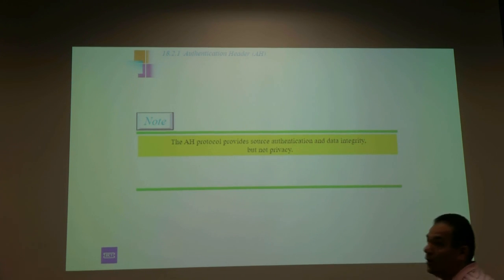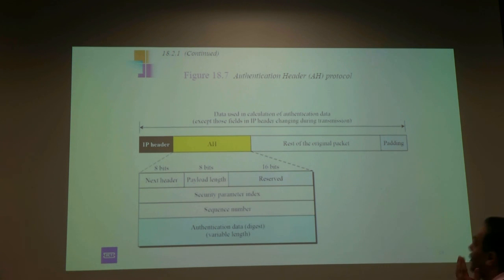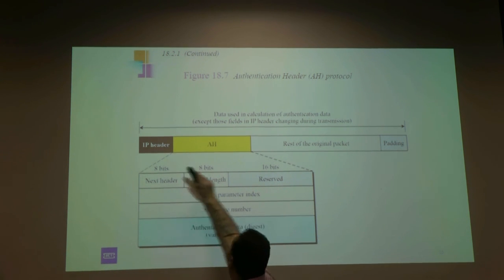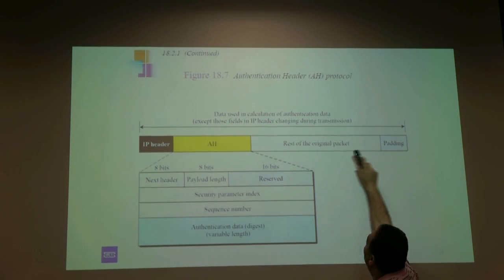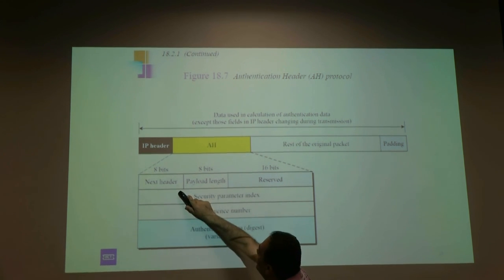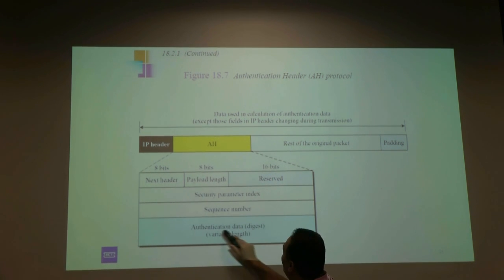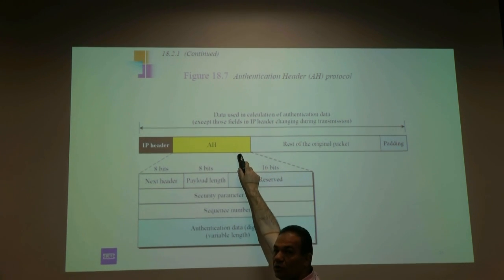So the authentication header provides source authentication and data integrity. That's it. It does not provide privacy. It does not encrypt anything. So source authentication and message integrity, that's it. But there is no privacy. There is no encryption. So that's what you have in here. You have the IP header. Then you have the rest of the original message. This is the padding. And you generate an authentication header, which includes the next header, the payload length, the security parameters index, the sequence number, and the authentication digest. So you add a digest.